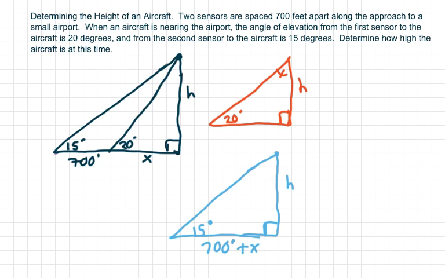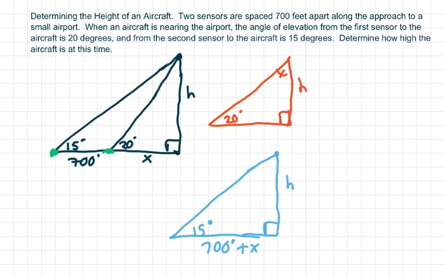Hi everyone. We're going to determine the height of an aircraft with this word problem using the law of sines. We have two sensors placed 700 feet apart. So there's one right here and there's one right here.